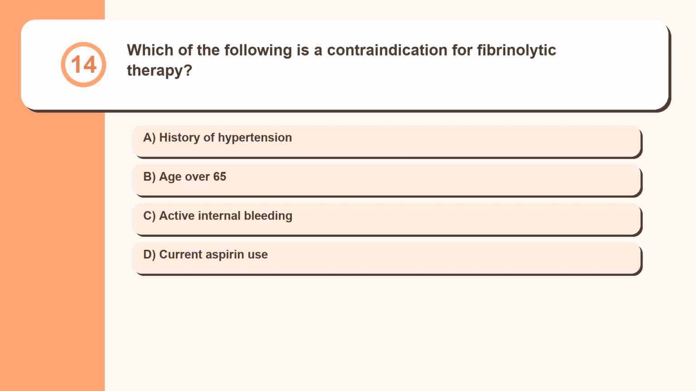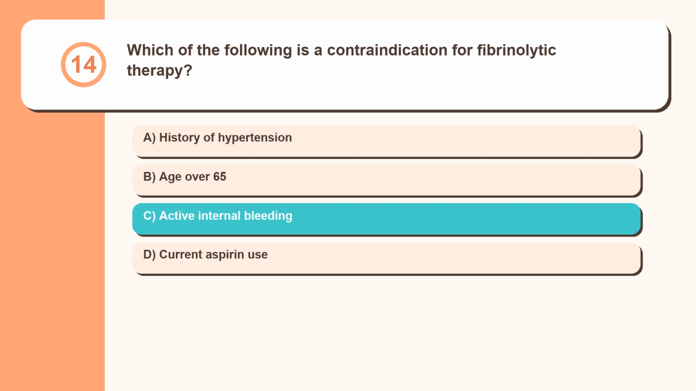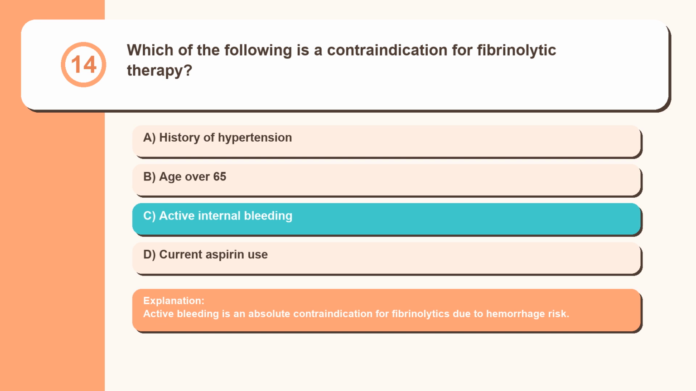Question 14. Which of the following is a contraindication for fibrinolytic therapy? History of hypertension, age over 65, active internal bleeding, current aspirin use. Active bleeding is an absolute contraindication for fibrinolytics due to hemorrhage risk.